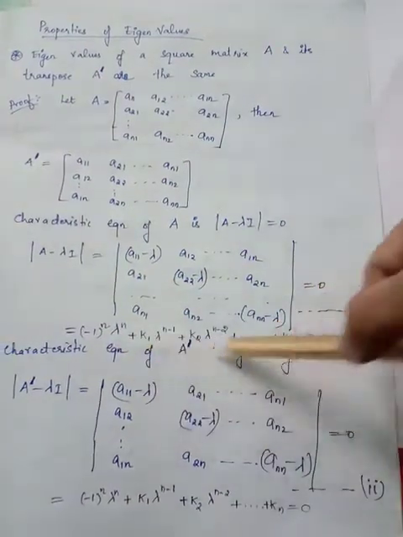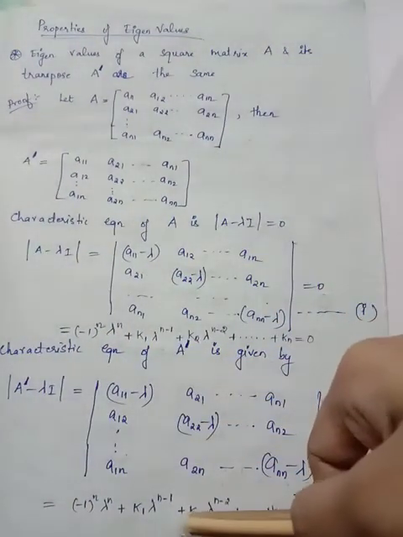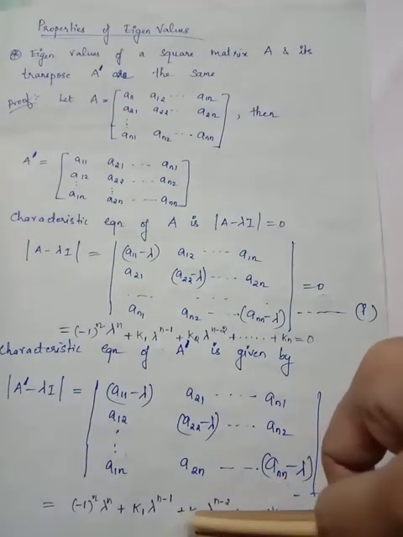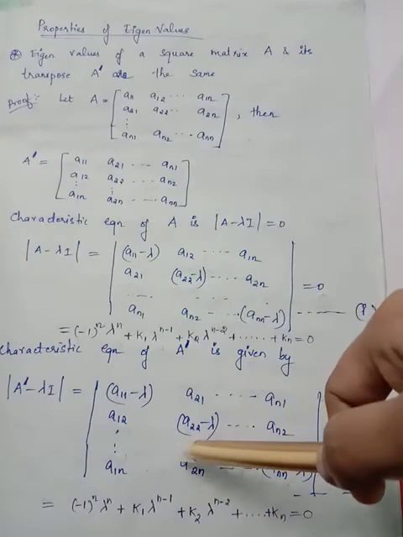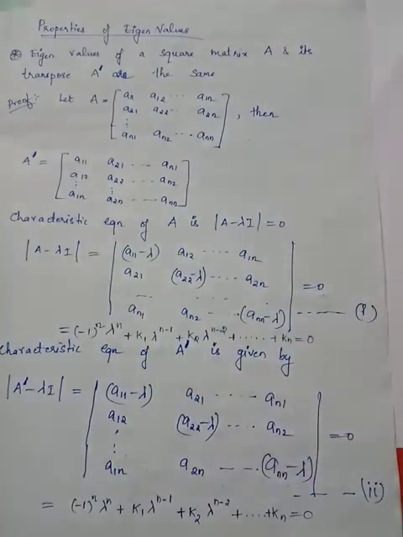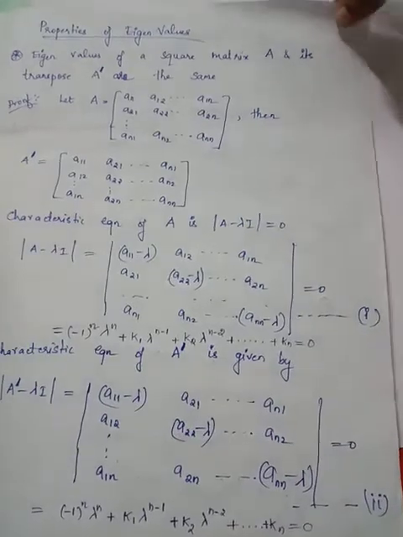That is, the resultant characteristic equation for both these matrices A and A dash will be the same, because the determinant of a matrix is unchanged if the rows and columns are interchanged. Since the equations themselves are identical, the roots of the equation, that is the eigenvalues, will also be the same. Thus, we can conclude property 1. Moving on to property 2.